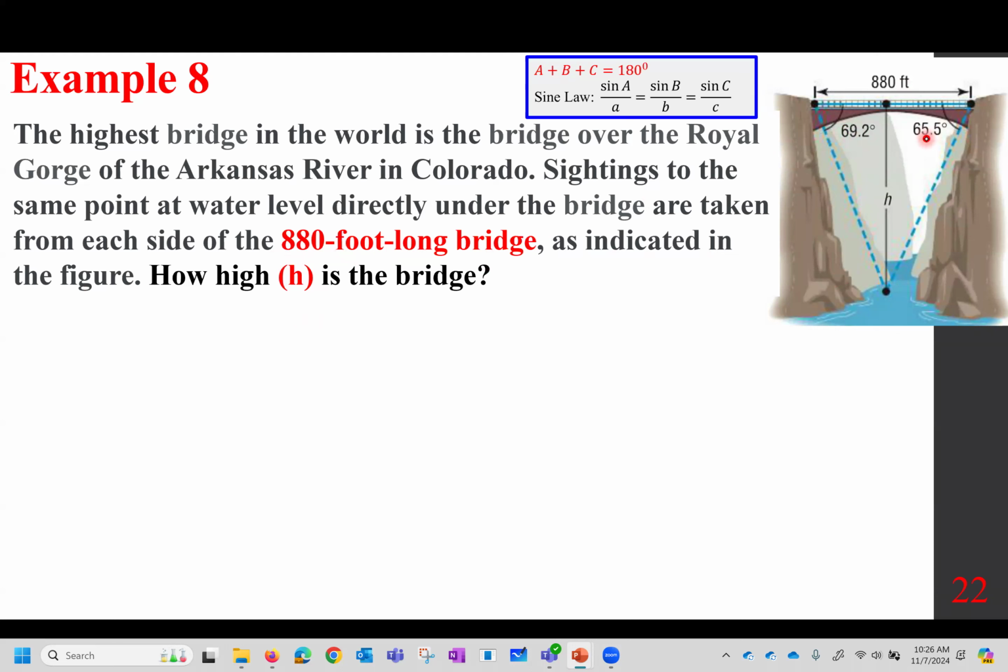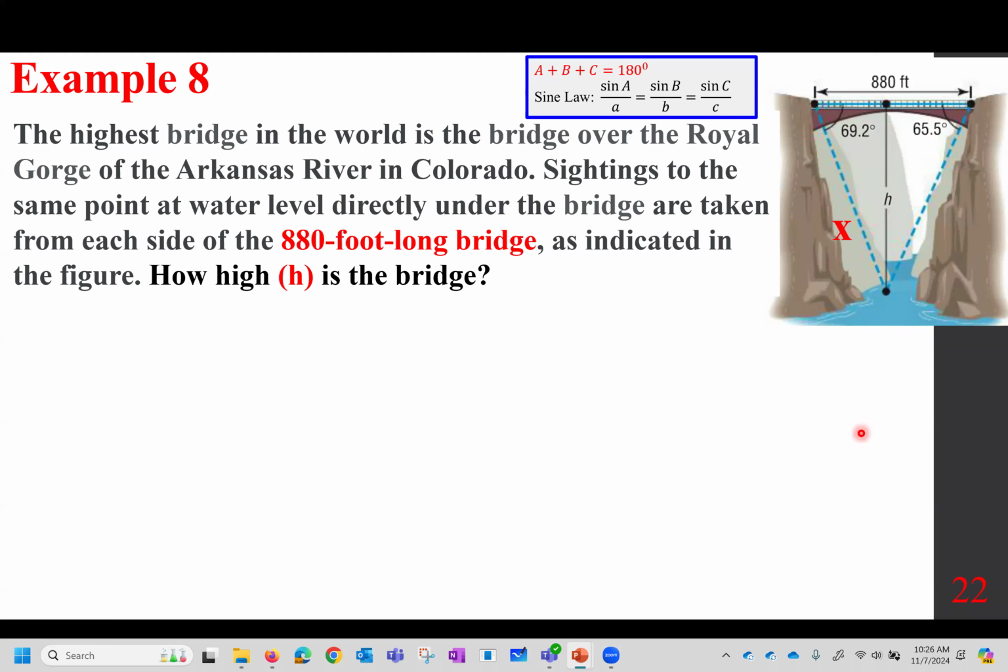And so we want to see what's going on here. So we want to find H. Let's call this distance X, everybody. Let's just call it X. Just give it a number.